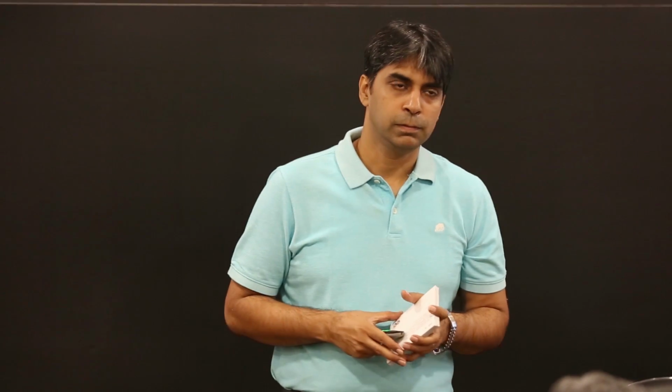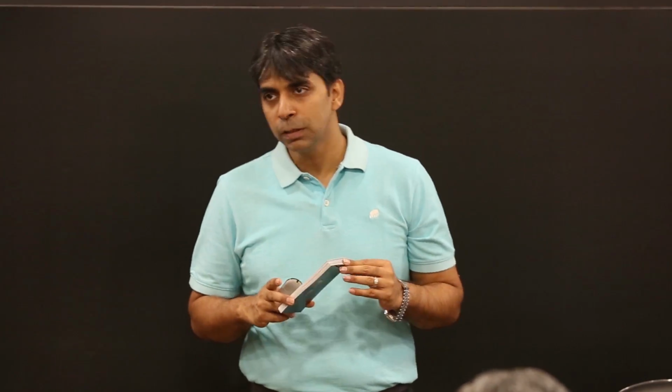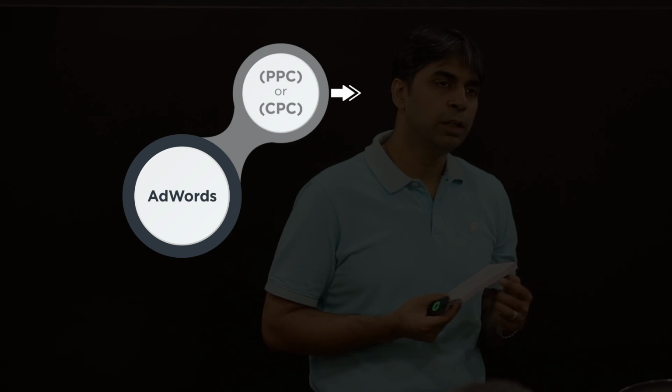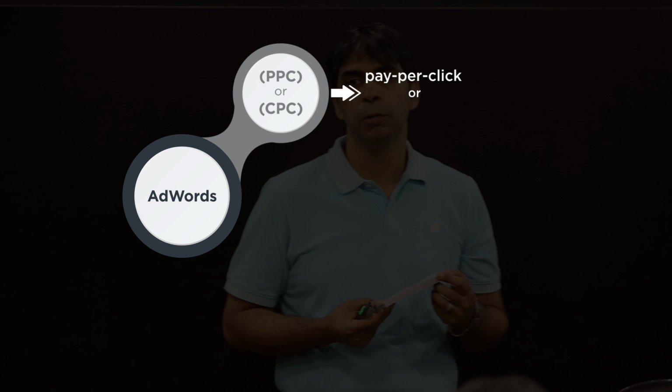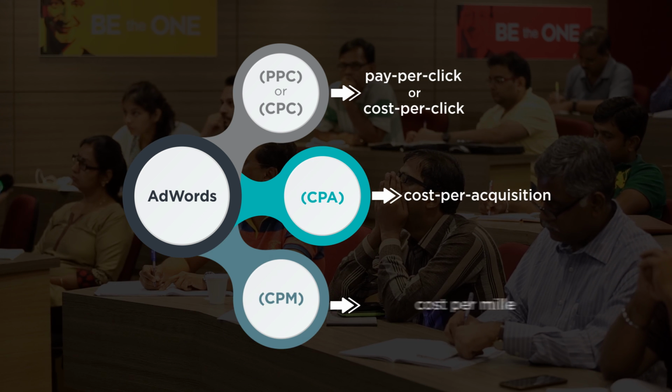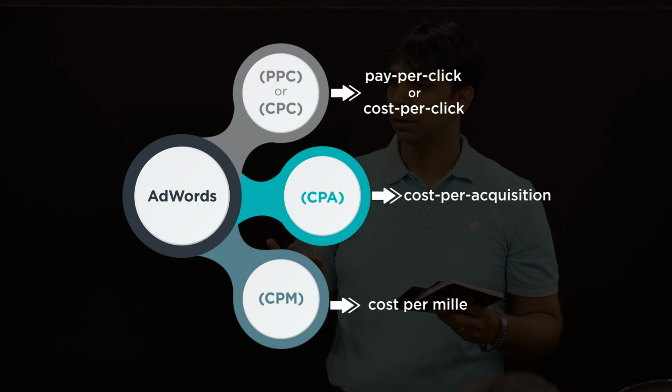AdWords is what the Google product is. And like I said in the beginning, we don't talk much about Bing and Yahoo because they drive a smaller percentage. We'll talk about AdWords. And AdWords offers all three of the different types of advertising models we talked about, right? CPA, CPC, CPM. Now we're clear on the terms. We're clear on the CTR rates. We know that it's very low.